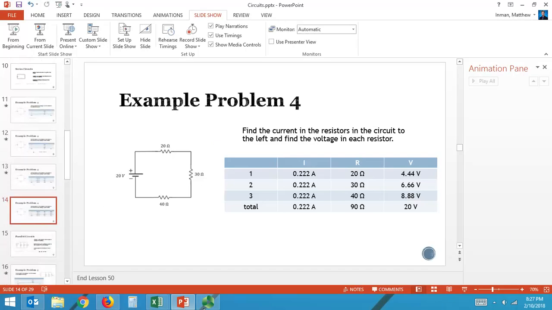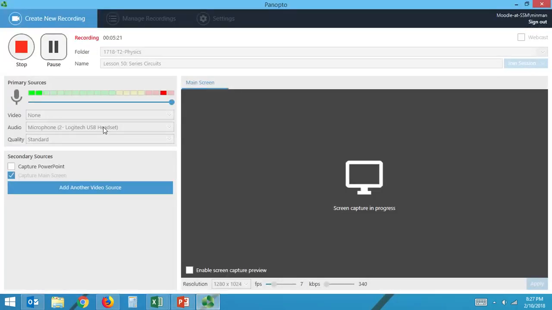So in the next one, we're going to look at the other type of what I would call simple circuit, called the parallel circuit.